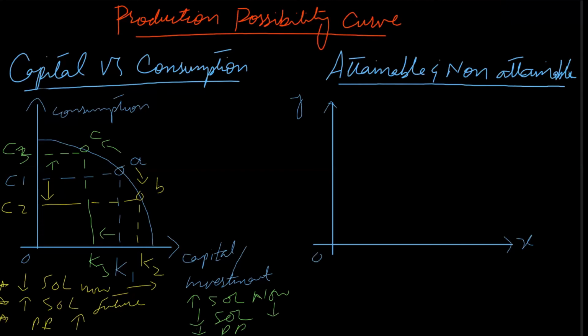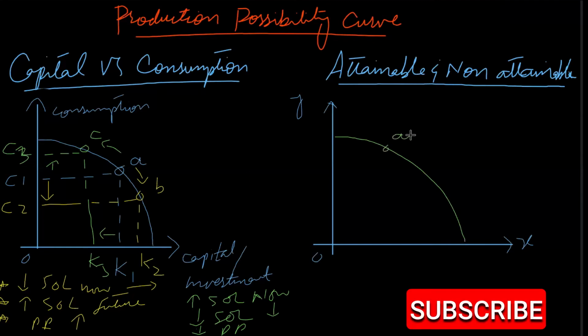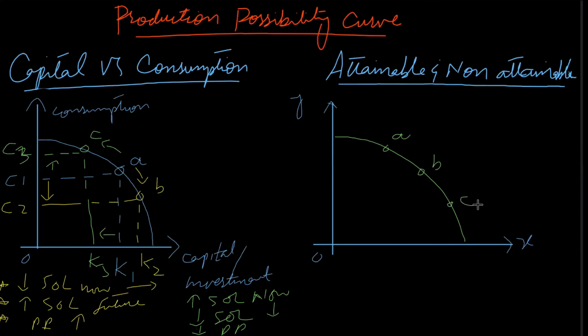On the other hand, we can have a look at attainable and non-attainable points on the PPC. Draw a normal production possibility curve. Any point along the PPC, like point A, point B, and point C, is attainable and is an efficient point as well, because these points show full employment of resources, because we are allocating resources to the maximum extent. Any point inside the PPC is also attainable. Let's say this is point D. Point D is also attainable because it is within the boundary of resources.